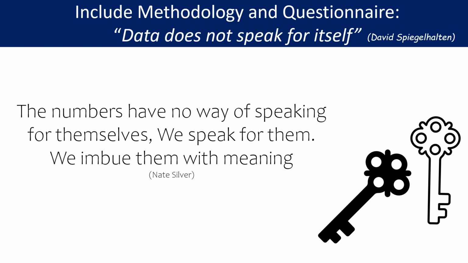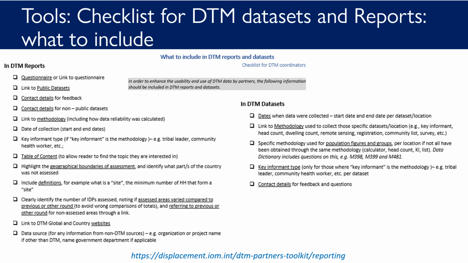An example from experience: forgetting to explain how data on protection cases were obtained created a false understanding in donors that protection wasn't a problem, and therefore no additional funding was given for protection. A transparent and detailed methodology and the questionnaires are the key to understanding the data. You can find a checklist on what to include in data and reports to help data users understand what the data really mean on the DTM and Partners Toolkit. It's online at the link on the bottom of this slide.